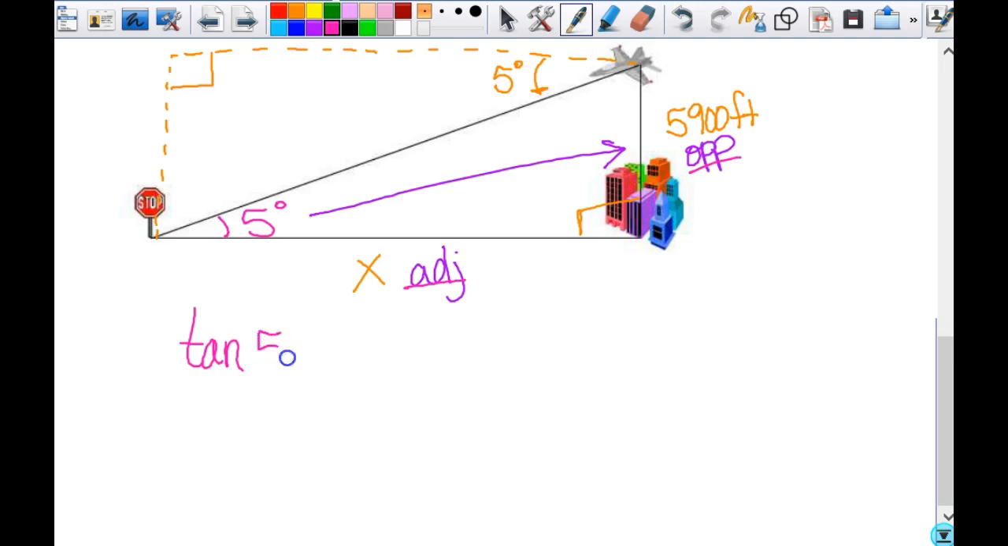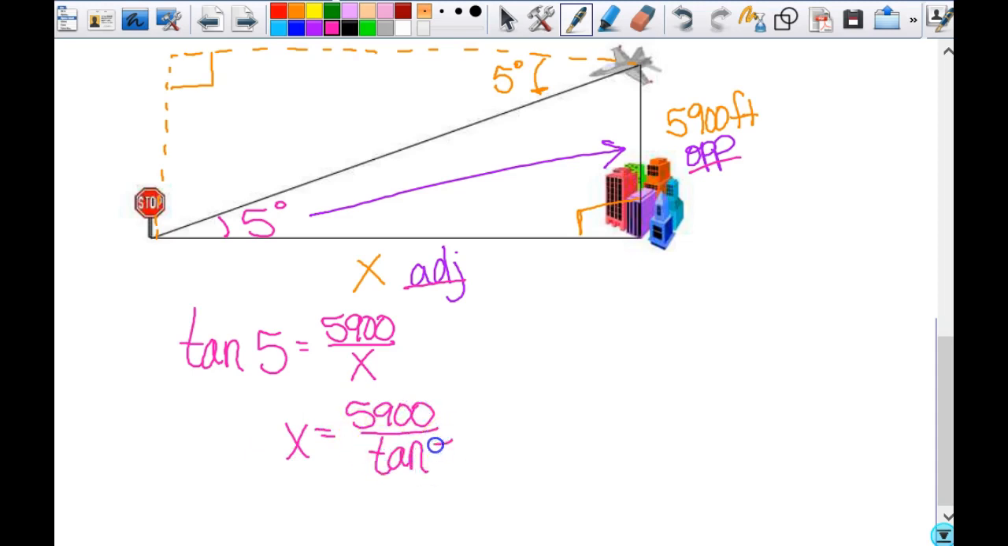5. It's 5,900 over the adjacent, which is x. So when I solve for x, what's it going to look like? 5,900 over the tangent of 5, right? Because when the variable's in the denominator, they just switch places. So x equals 5,900 divided by the tangent of 5.